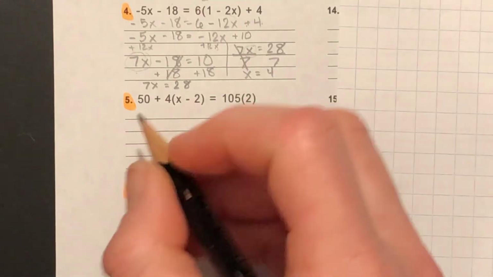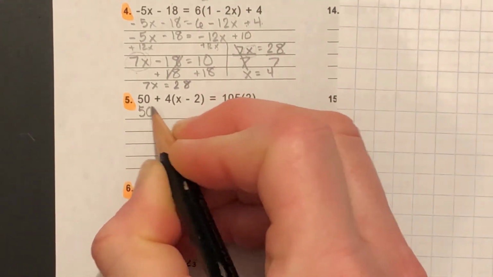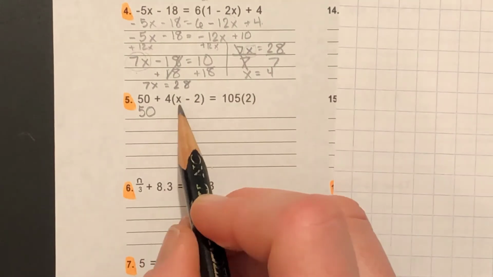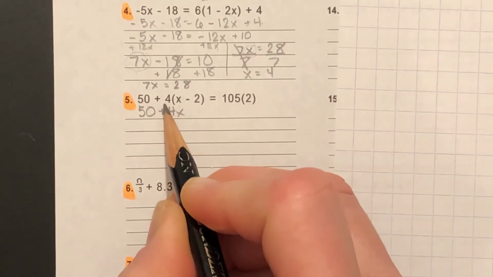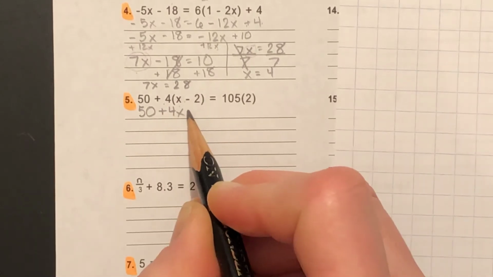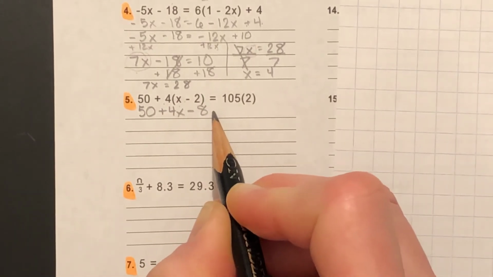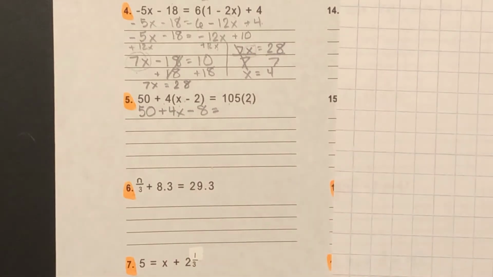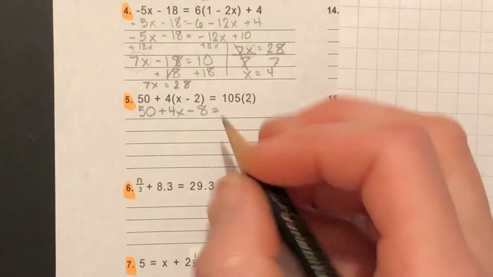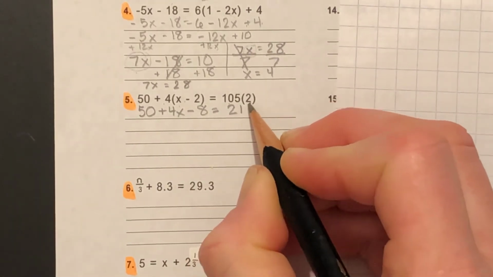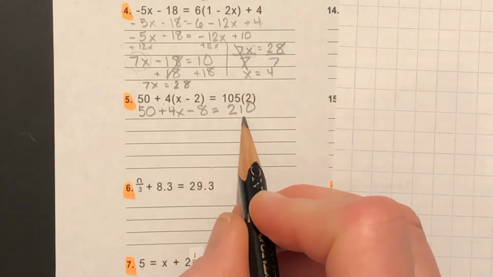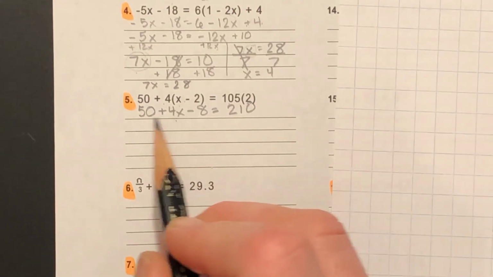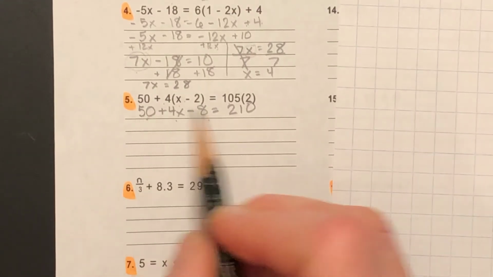Number 5. 4 times x is 4x. I should do the plus. 4 times negative 2 is negative 8. Equals 10 5 times 2 is 10. Now we've got, let's see, we've got only a constant over here. We've got a variable term, and then we've got 2 constants. But I need to combine these first.